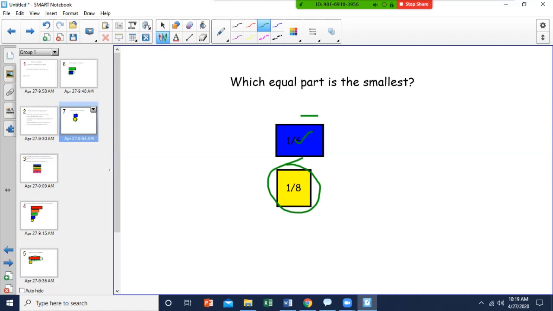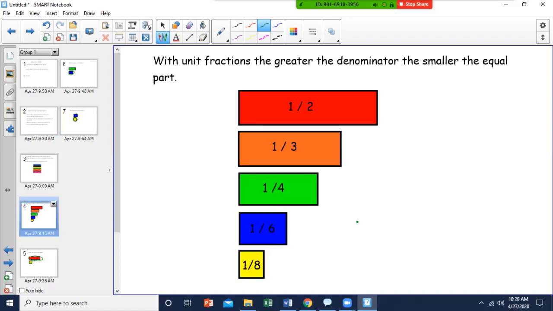Well, scholars, that wraps up our lesson for today of comparing unit fractions. Remember, with unit fractions, the greater the denominator, the smaller the equal part, or the smaller the denominator, the greater the equal part.